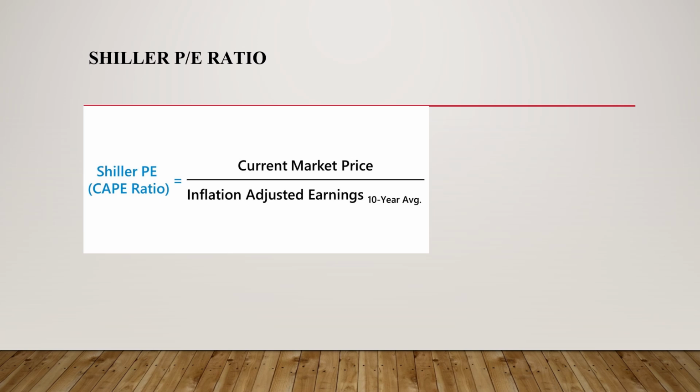The Shiller P/E ratio, also known as CAPE, the cyclically adjusted price to earnings ratio, uses average earnings over the past 10 years. Adjusted for inflation, it smooths out economic cycles and provides a long-term view.